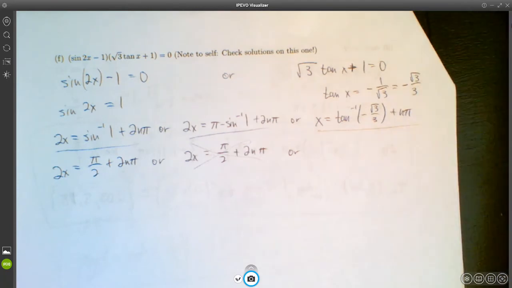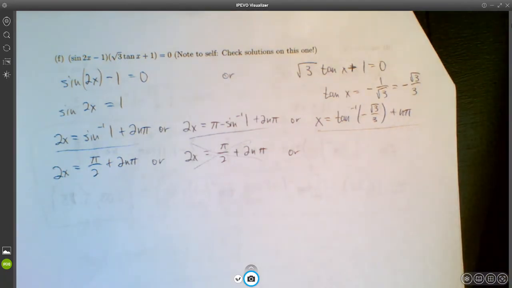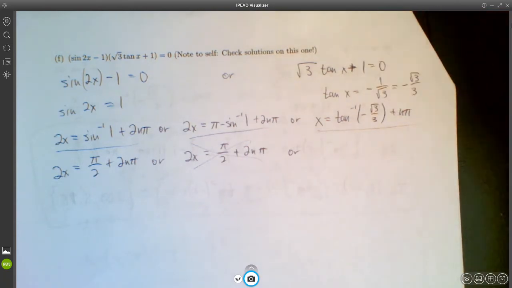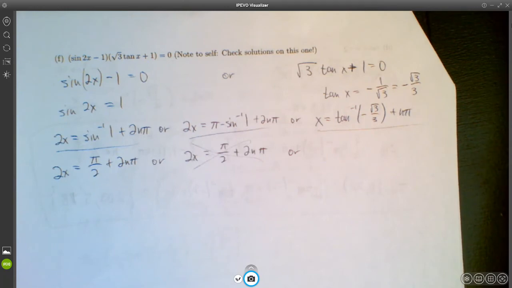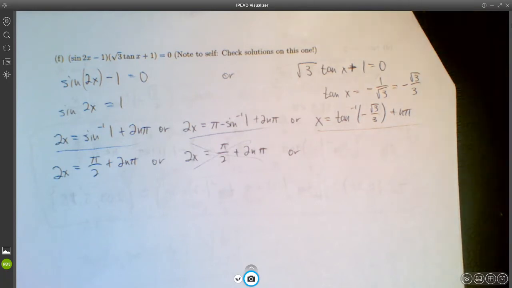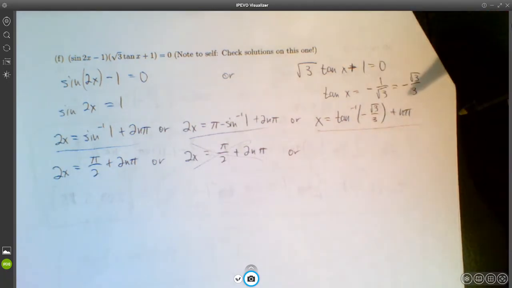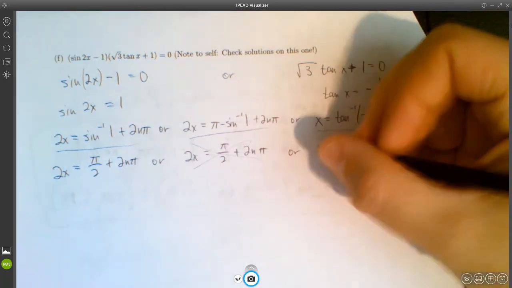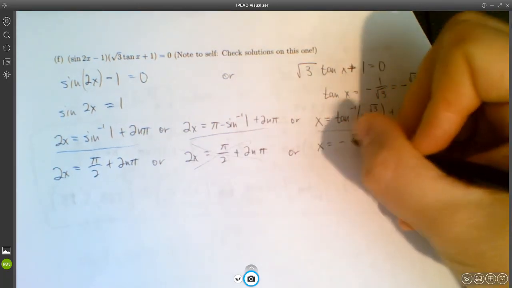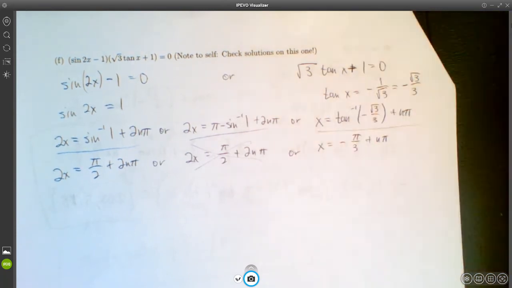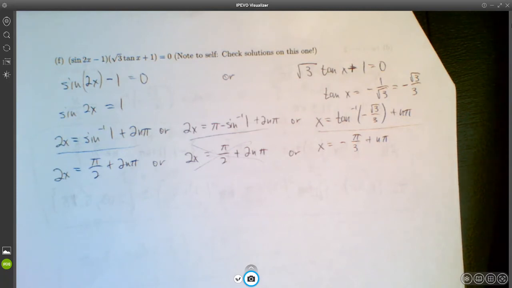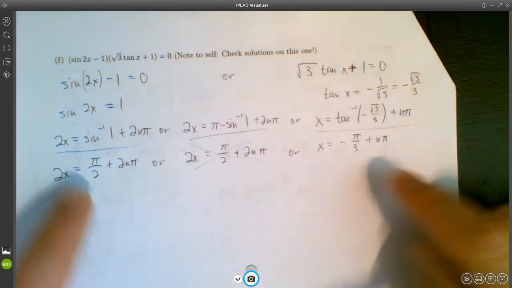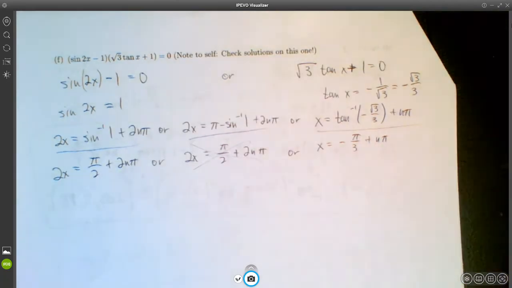And then from here, tangent inverse of negative root 3 over 3. So we would be looking for where sine is equal to root 3 over 2. That happens at pi over 3. So tangent inverse of negative root 3 over 3 would be negative pi over 3. So x is going to be negative pi over 3 plus n pi. By the way, if you don't like doing that in your head, you can use a calculator. Just use your calculator. It's fine. Make sure it's in radian mode, though. And make sure that it's going to give you the exact answers in terms of pi, not some decimal approximation.